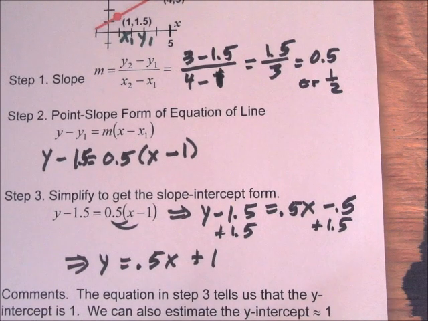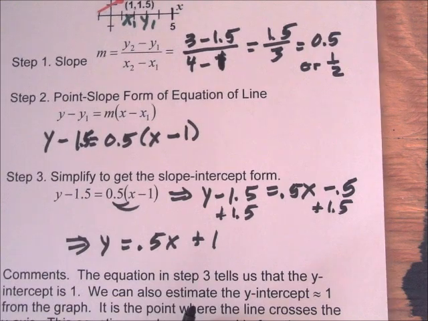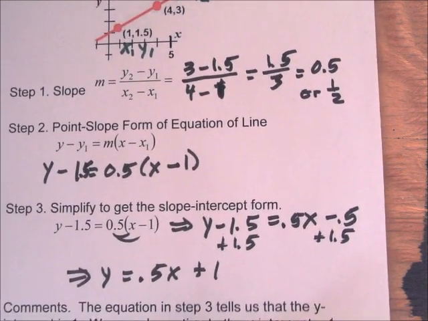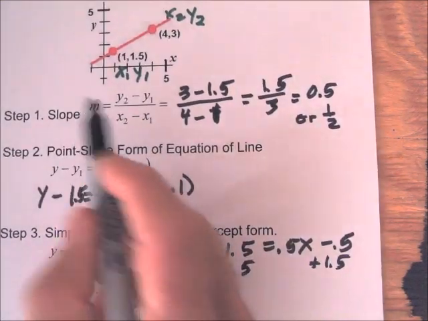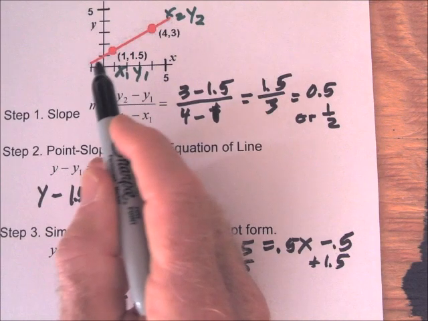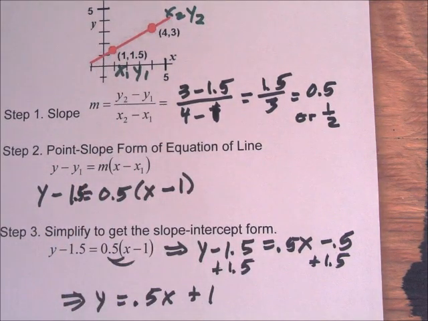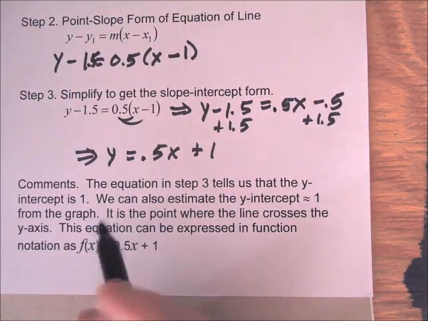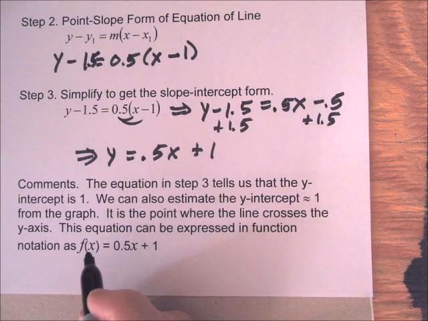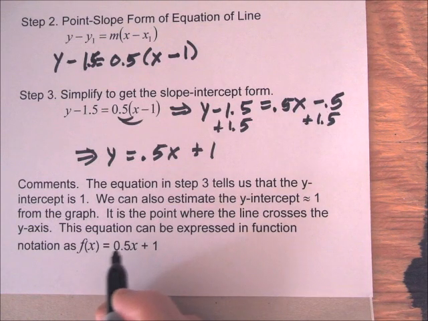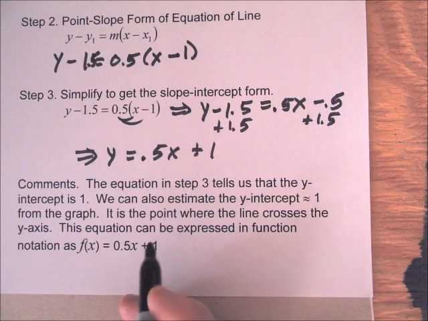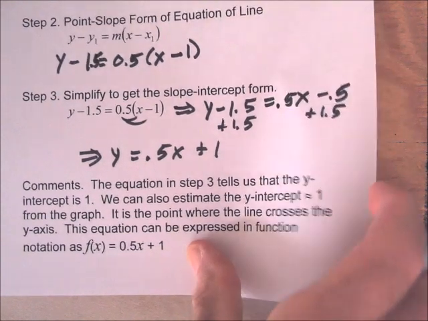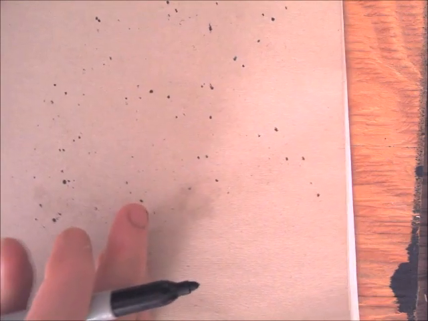Okay, so you can also estimate the y-intercept from the graph. It looks like the y-intercept is where the line crosses the graph, so it looks like it's about 1. And we can also write this in function notation. We just have one formula for y, so that means y is a function of x. And we can write this as f of x equals 0.5x plus 1. Okay, so that's an example of using the equation for a straight line.